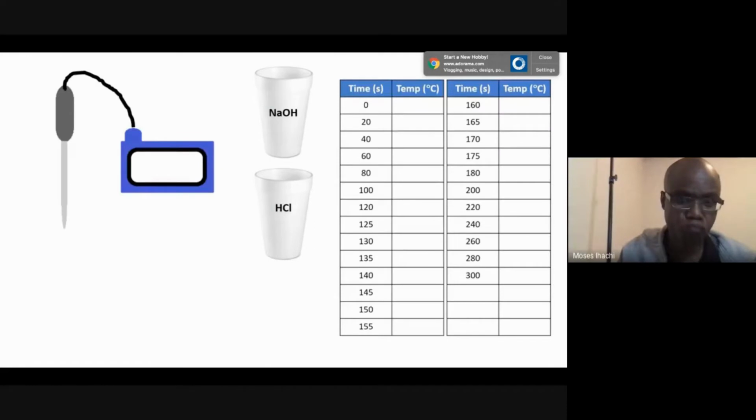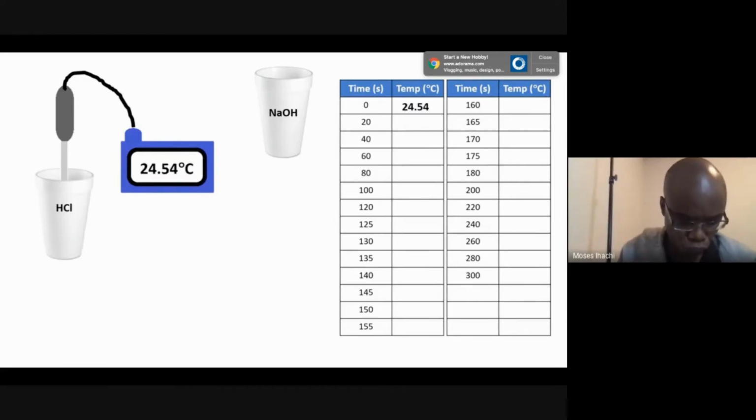The next thing we're going to do is determine the temperature of the hydrochloric acid solution, and that will represent our very first point on our graph of temperature versus time. So we take the hydrochloric acid, we place our temperature probe in the hydrochloric acid solution, and our initial temperature will be 24.54 degrees Celsius.